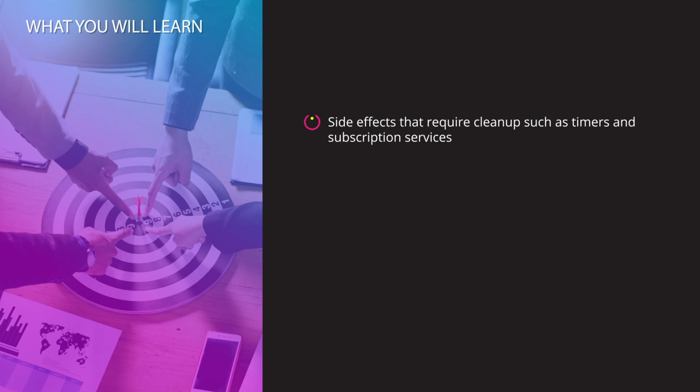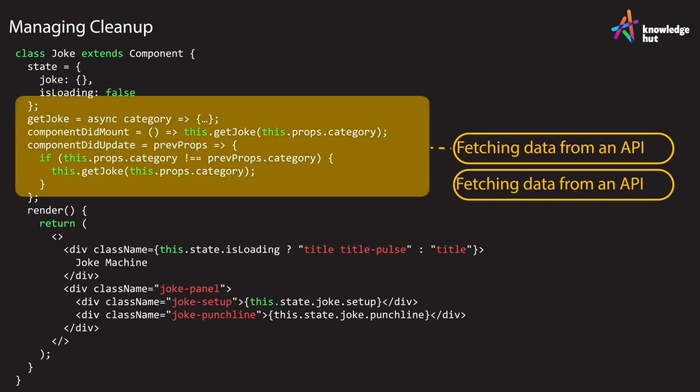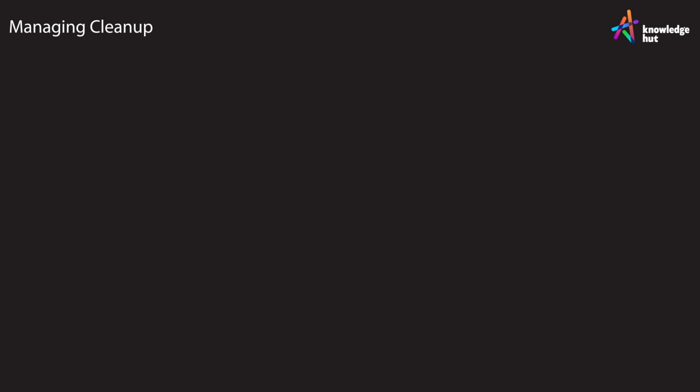In this video, we'll analyze side effects that require a cleanup when their work is done, such as running timers using setInterval. We'll learn to handle such side effects using the componentWillUnmount lifecycle method. So let's begin. In the last video, we saw an example of implementing side effects such as fetching data from an API in a class component.